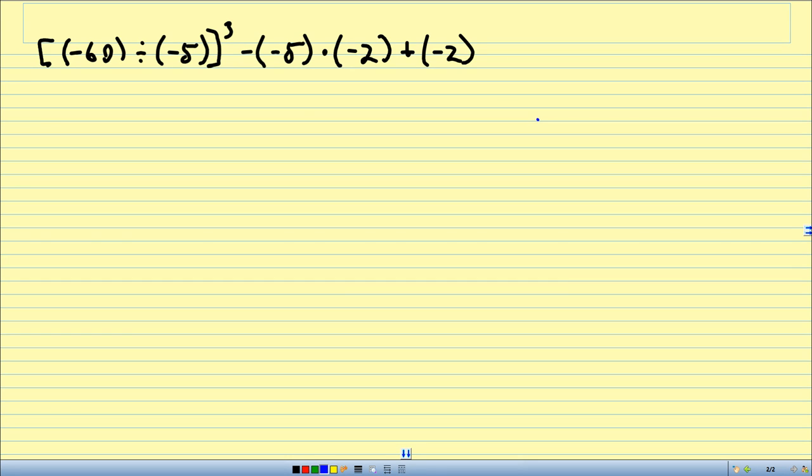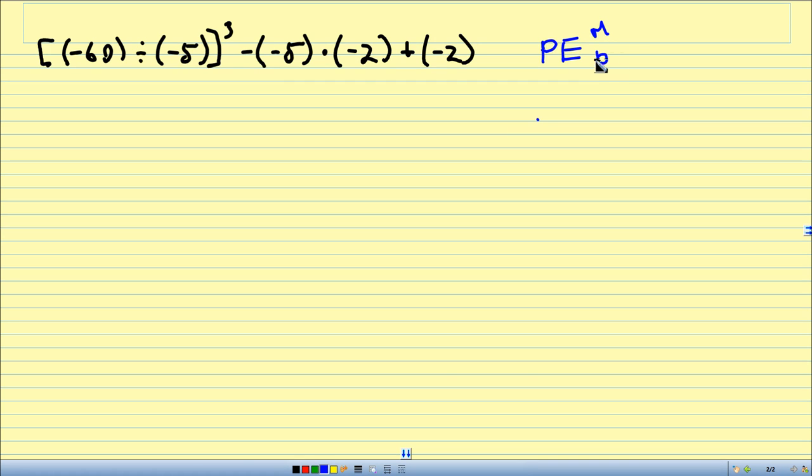So what we've got is this problem here, and this one's going to be a short one. This video, we only have two problems. So we have negative 60 divided by negative 5 quantity cubed minus negative 5 times negative 2 plus negative 2. The first thing we need to do is write our order of operations, PEMDAS.